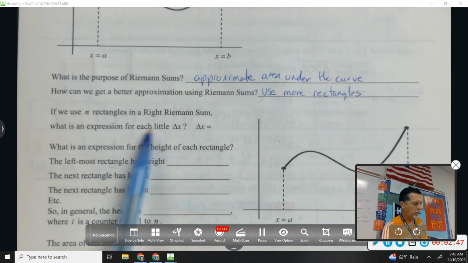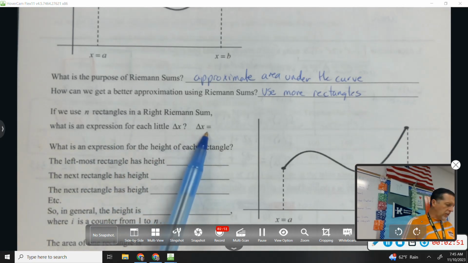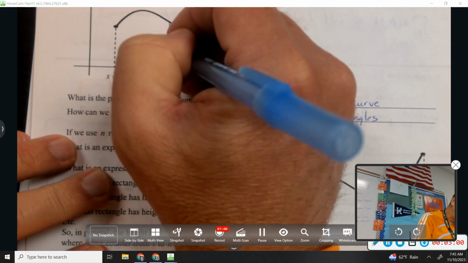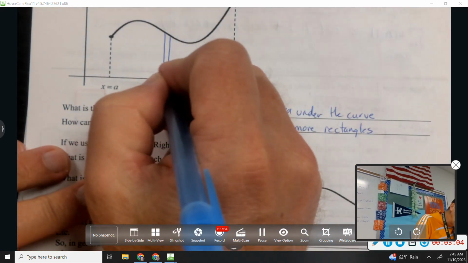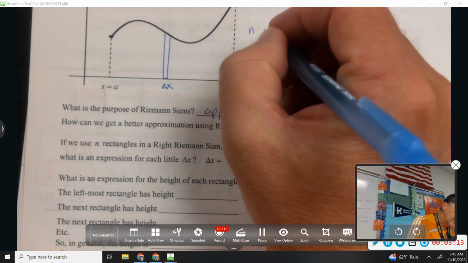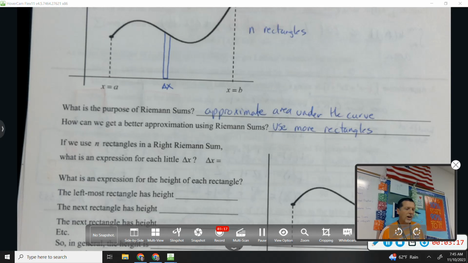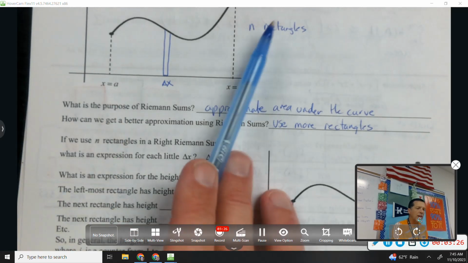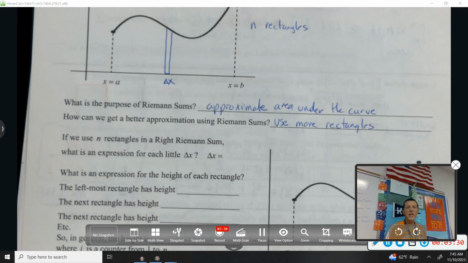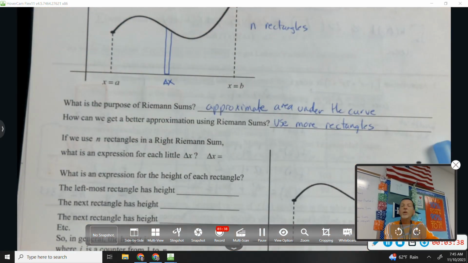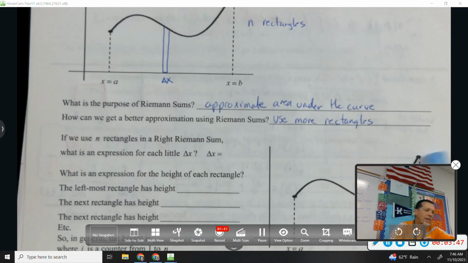So if we use n rectangles in a right Riemann sum, what is an expression for each little delta x? Okay, so we're going from A to B. I'm only going to draw one of them in there. Let's say we sandwich a whole bunch in there, and that little bitty distance right there is delta x. And there's n rectangles. So how would we figure out how wide that little delta x is in terms of A and B and n? What's the total width? How far is it from here to here, in terms of the letters I have, A to B?